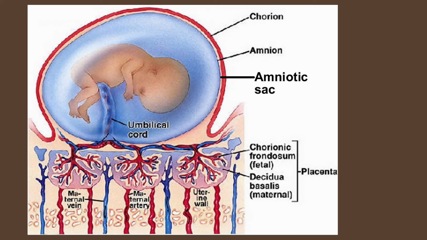The amniotic sac is filled with fluid that encases the embryo and protects it and gives it room to move. The placenta provides the embryo oxygen, nourishment, and waste removal. The placenta is connected to the umbilical cord.